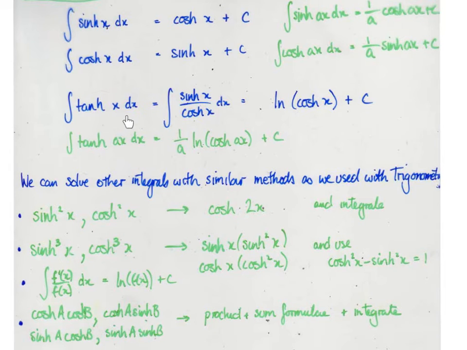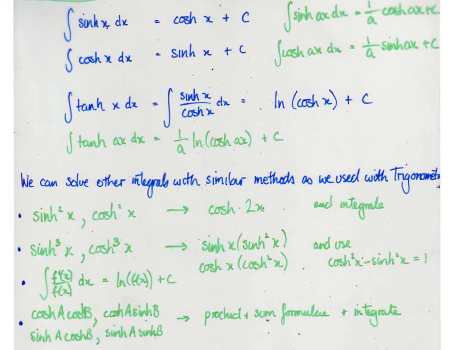Tangent is quite a nice one. Again, it's a fraction, sine over cos. That's the function f dash of x over f of x. And so when we integrate that, it ends up being the log of f of x. So in this case, the log of cos x plus c. And again, we can extend that: the integral of tangent ax is 1 over a times the log of cos ax plus c. So those are the three basic ones.